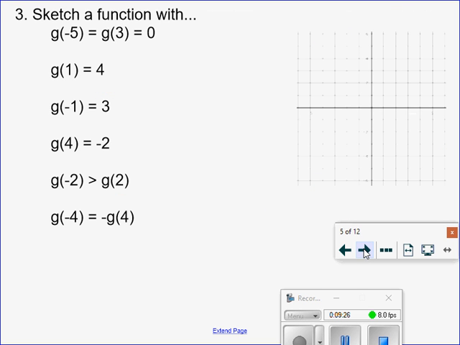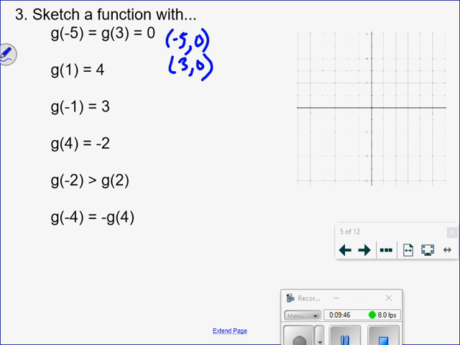All right, so let's do another example. This one's mostly easier because it's mostly just points. This one says that g of negative 5 and g of 3 are both equal to 0. That's just saying two things in one. Negative 5 has a y value of 0, and 3 also has a y value of 0. I'm going to list all these, and then I'm going to go back and actually graph them.